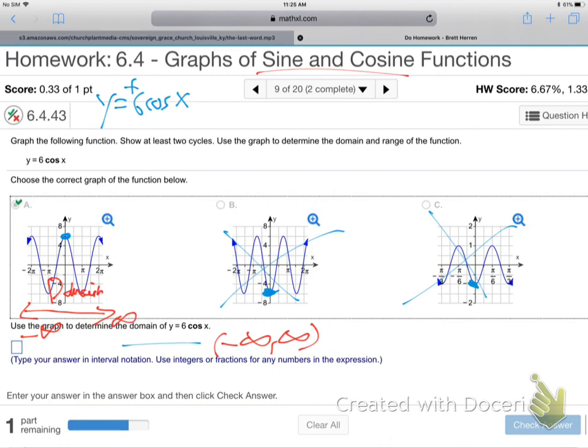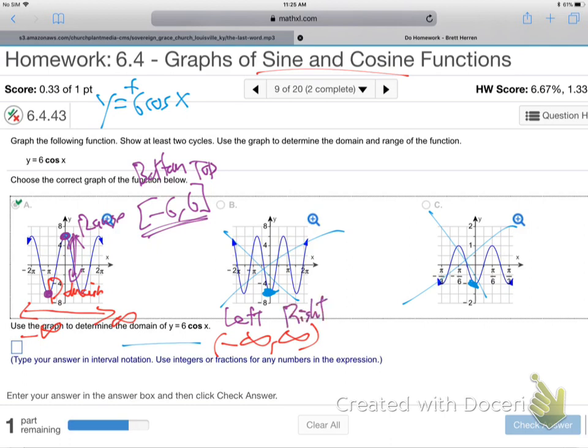Now, what's the range? The range is the up-down, isn't it? It goes down to, or is it 8? Oh, 6. No, 6. Down 6, up 6. And it's got to be brackets because it does hit those. It hits 6 right on. It hits negative 6 right on. Brackets negative 6 to positive 6. You always got to put the bottom first, then the top, just like we do for domain, left and then right. Good? Easy enough?